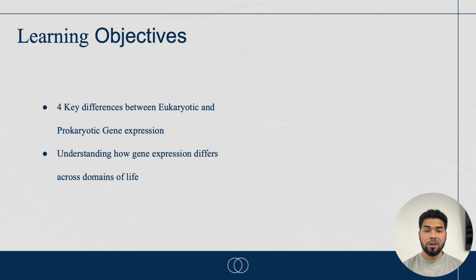Hello, my name is Brandon Orellana, and today our learning objective is pretty clear. First, we'll go over four main differences between gene expression in prokaryotes like bacteria and eukaryotes, which are more complex cells. Then, we'll step back and look at how gene expression varies across different domains of life. By the end, we should have a solid understanding of not only what the differences are, but also why they're important in biology.